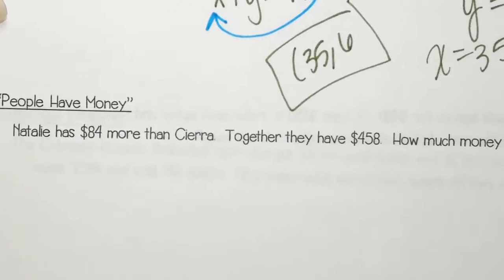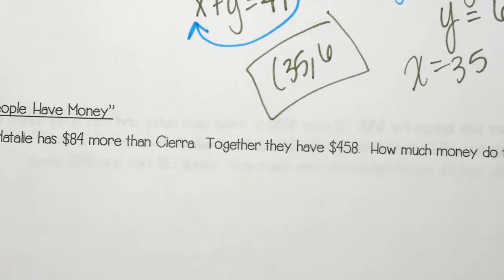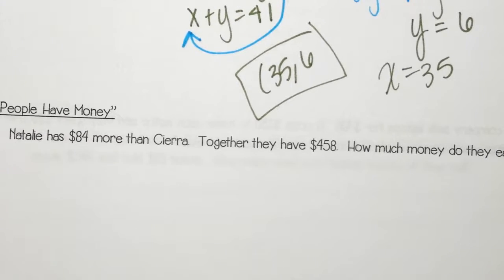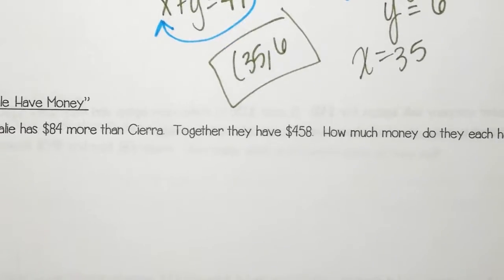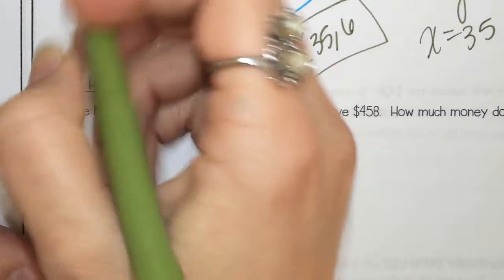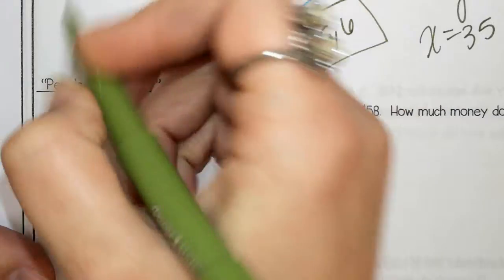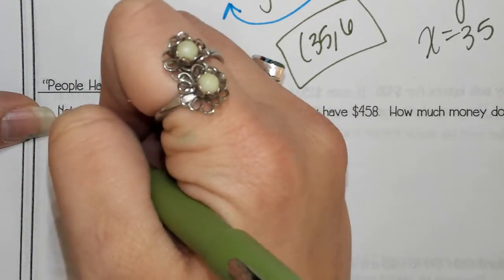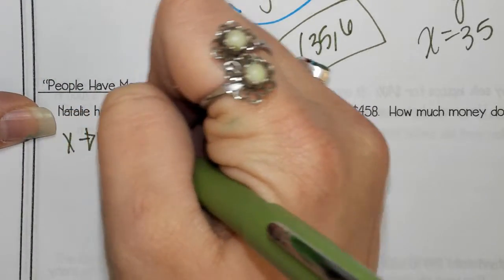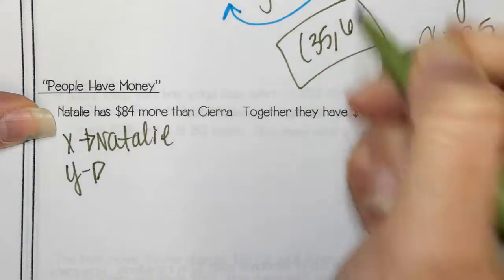Okay. Natalie has $84 more than Sierra. Together they have $458. How much money do they each have? Okay. Do we know how much money Natalie has? Yeah. No. 84 more than Sierra, though, right? So we're going to let X be Natalie. And we're going to let Y be Sierra.